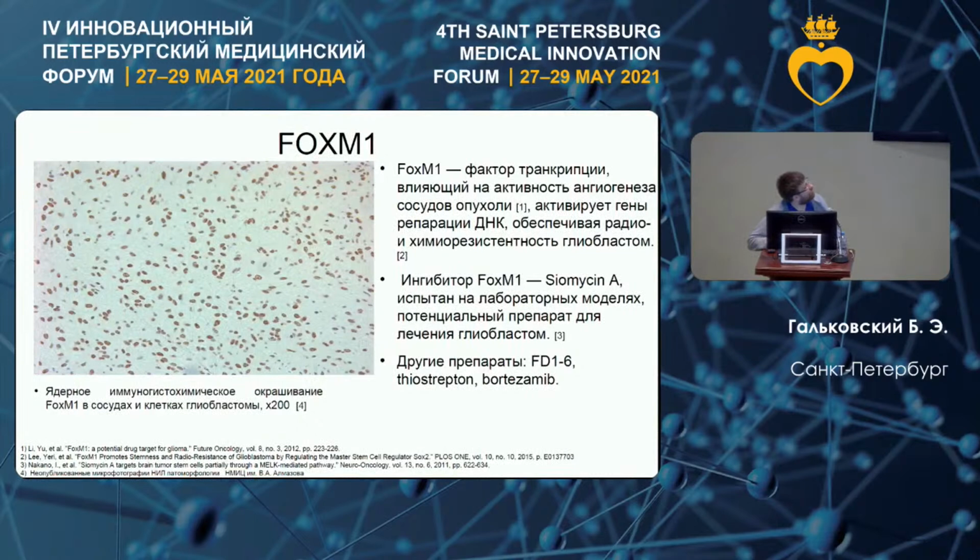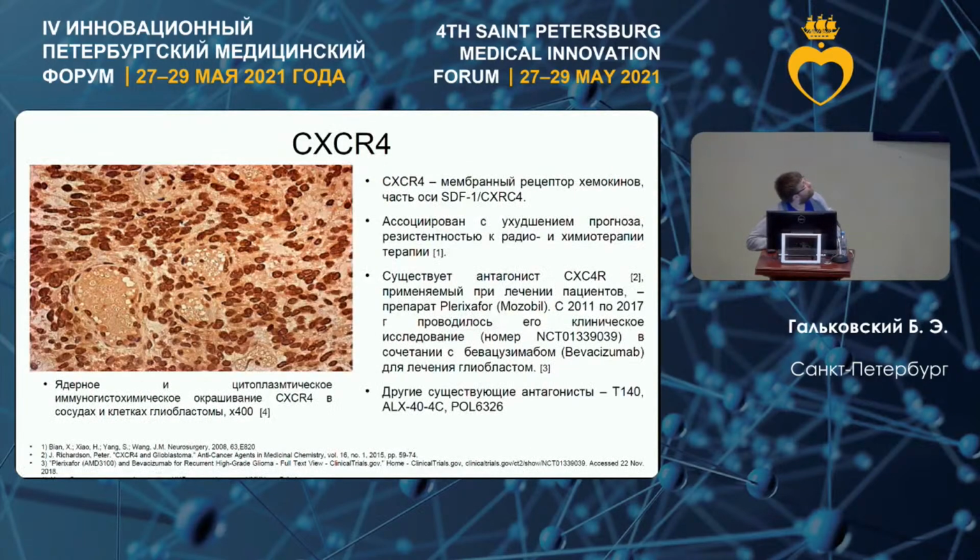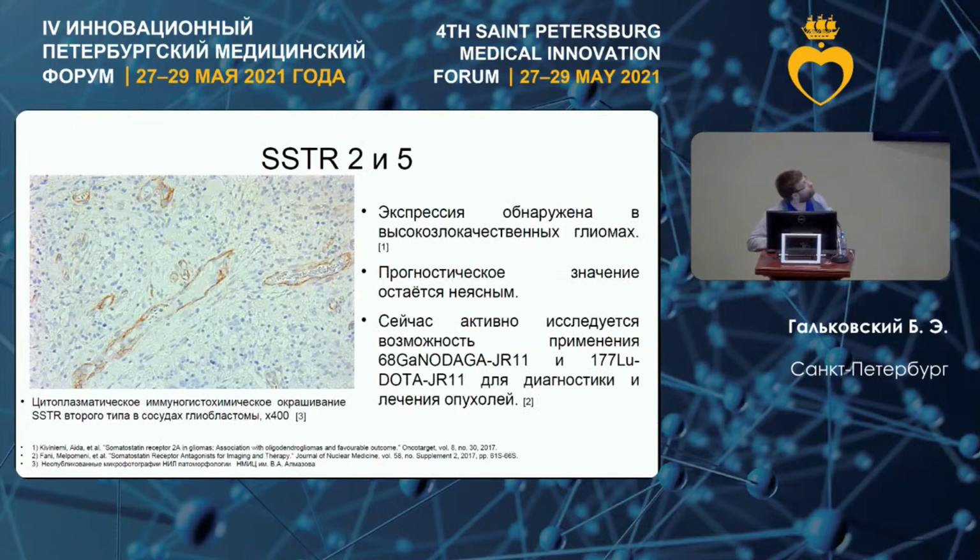FOXM1 is a very different functional transcription factor, responsible for angiogenesis, for DNA repair, and for the resistance of glioblastoma to radio and chemotherapy. The next one is a membrane receptor. It forms the microvascular surrounding in normal brain cerebral tissue and protects from radio chemotherapy and provides its stem properties.